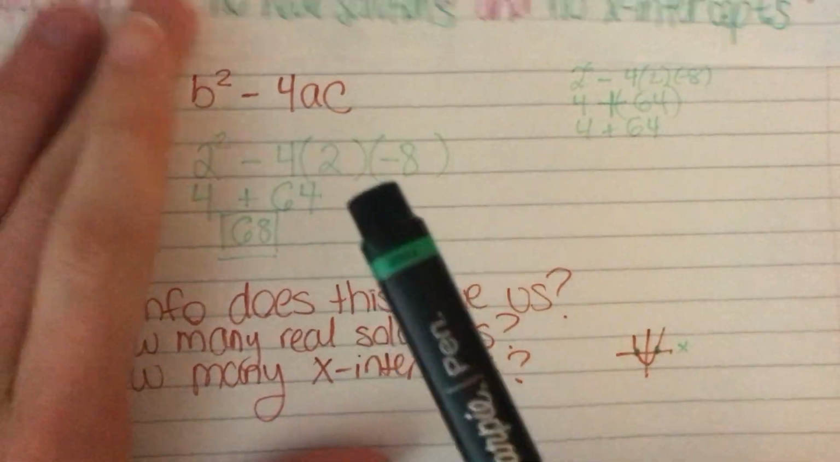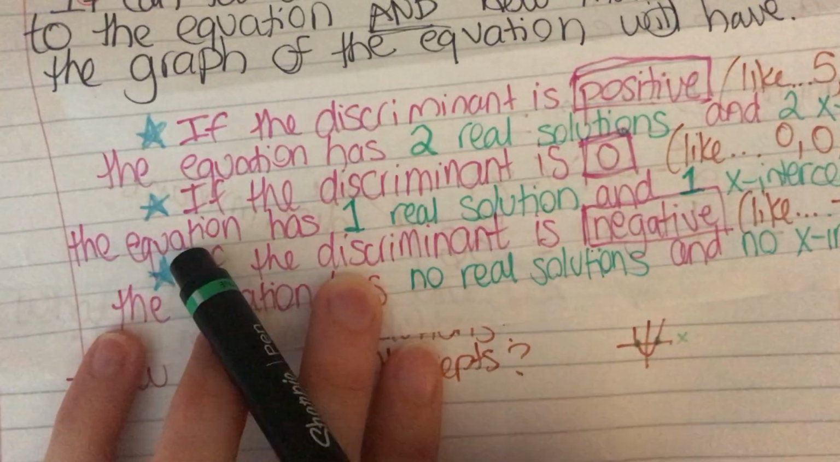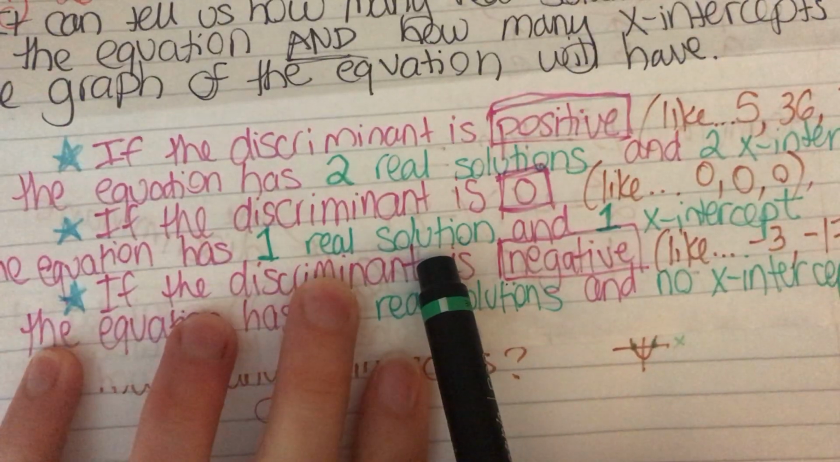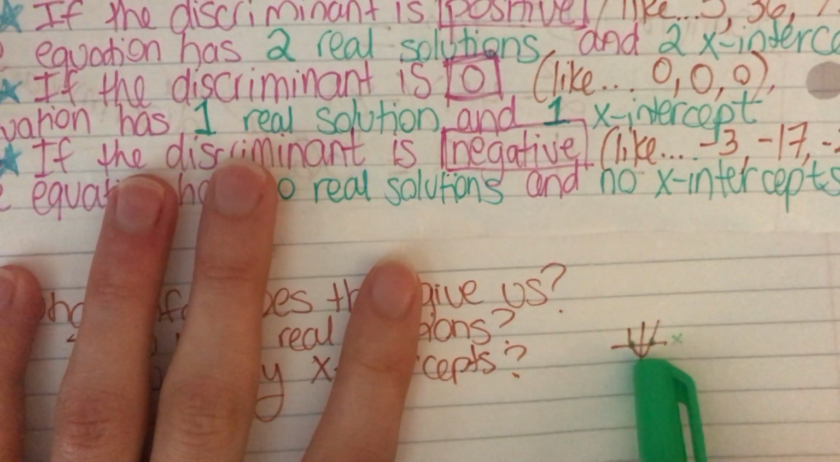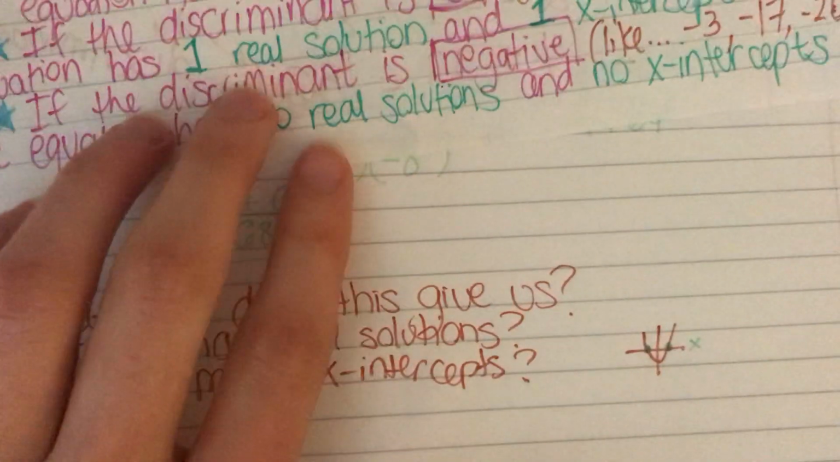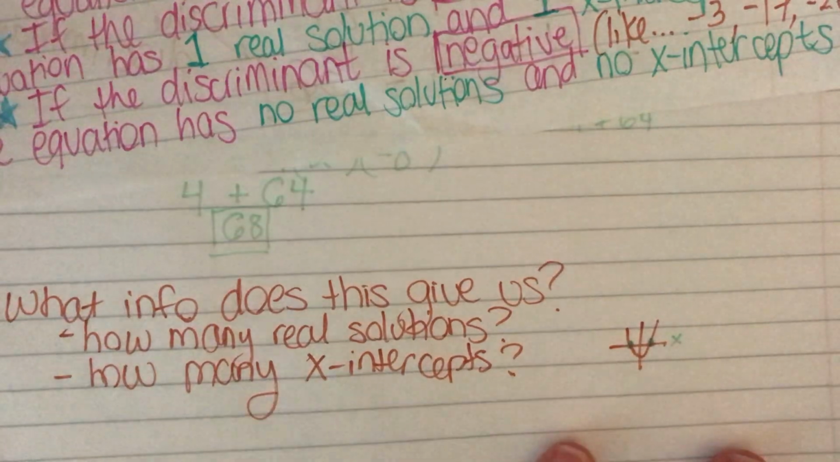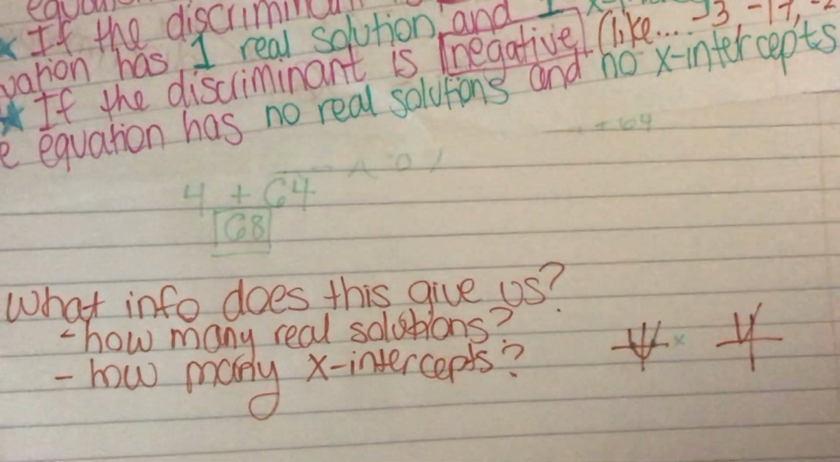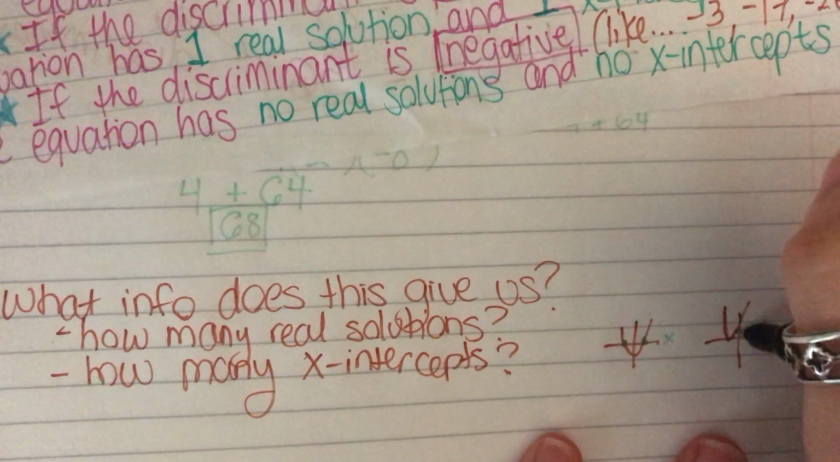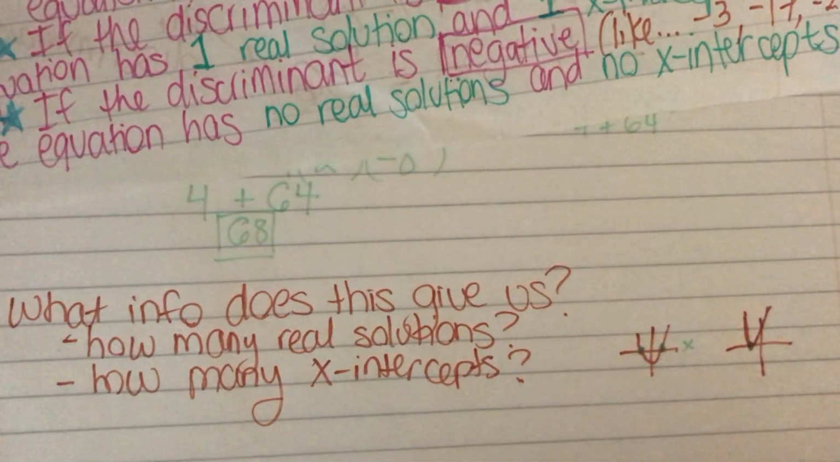However, if we calculate the discriminant, this b squared minus 4ac, and we get the number 0, like any of these, obviously all are 0, that means that the equation has 1 real solution and only 1 x-intercept. So that would mean it only would cross this graph 1 time. So for instance, that could look like, let me use that same color, that graph could look something like this, where it just touches our x-axis in 1 point, okay?